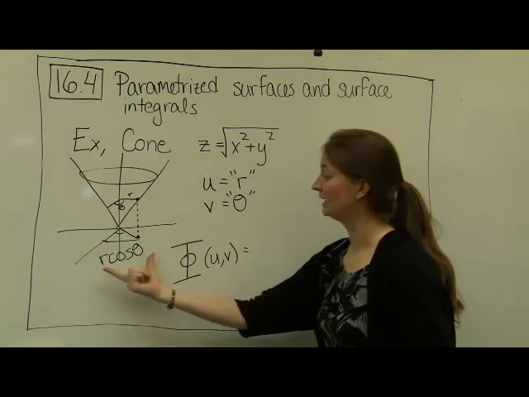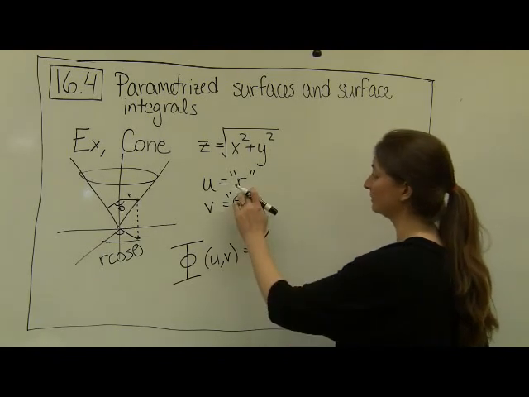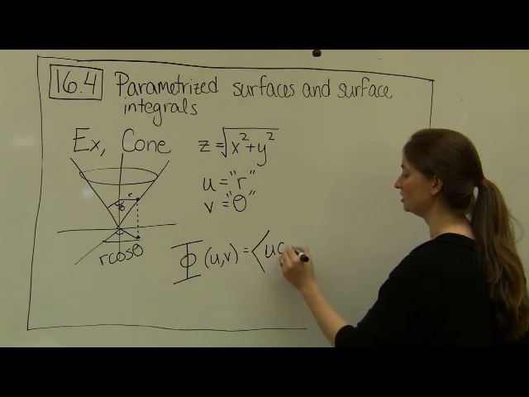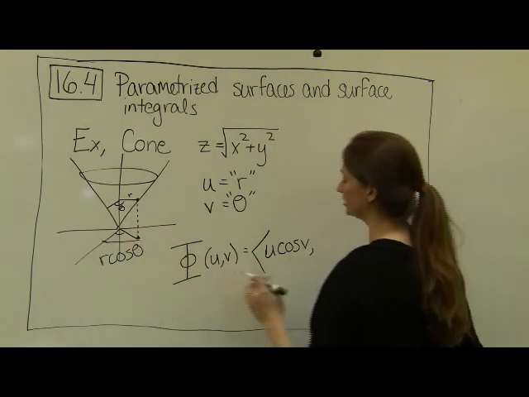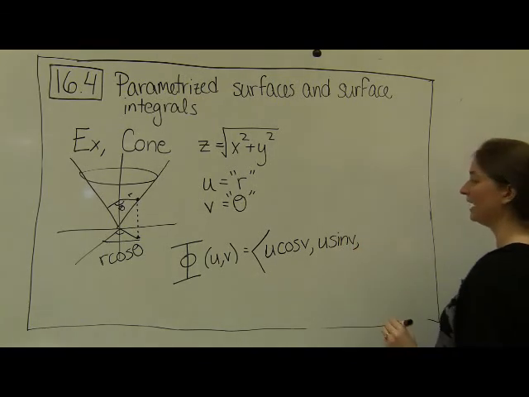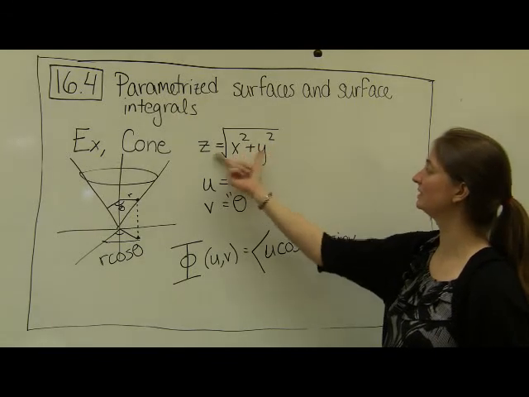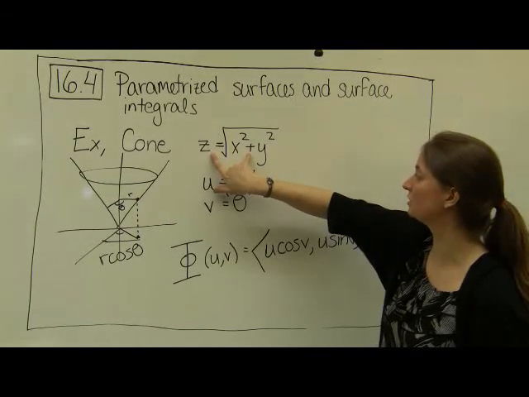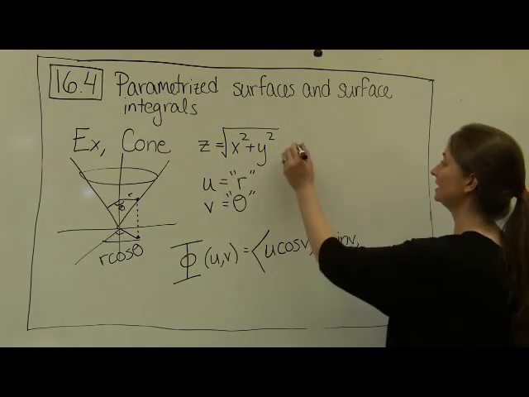So in this case, it means that because our x-coordinate is r cosine theta, and I'm letting my r be equal to u, my x component function is going to be u cosine of v. Similarly, my y component function is going to be u sine of v. And the reason why this is sort of nice is the fact that now I don't have to have my z in terms of square roots. In this case, because of this very particular cone that we chose, we know that x squared plus y squared is r squared, and so z is exactly equal to r.